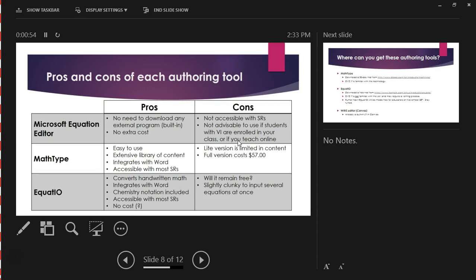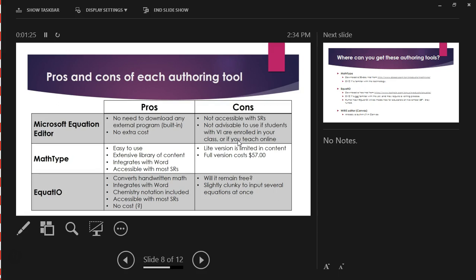Equatio, you can do handwritten math. If you have an iPad, you can write it in, or if you have a touch screen computer, it will do its best to convert handwritten math. I haven't had a chance to test that very much because it is so new. I only learned about it last week. It integrates with Word. Chemistry notation is included, so for science folks that might be helpful. And I put no cost question mark because it's such a new product. I'm not sure if it's going to remain free.